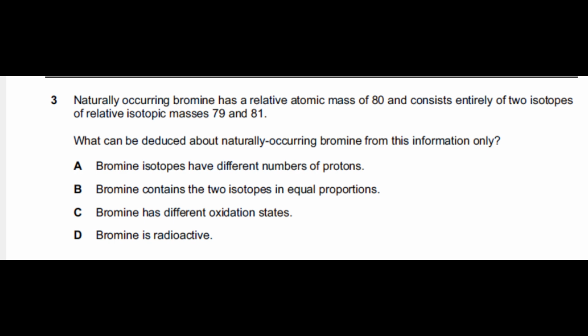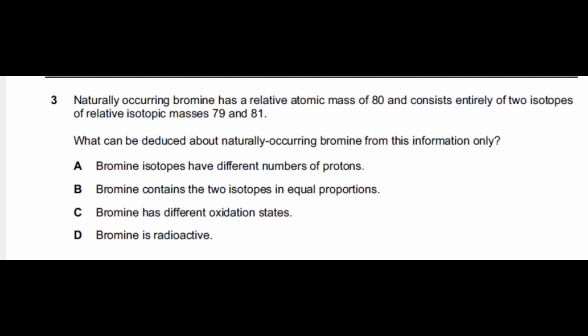Now my question is asking me that naturally occurring bromine has a relative atomic mass of 80 and it entirely consists of two isotopes of relative atomic mass of 79 and 81. If it is having two isotopes, 79 is the atomic mass of one isotope and 81 is the atomic mass of the other isotope, and its average comes out to be 80. So what can we deduce from this statement? We cannot deduce from this statement that they have a different number of protons. So alpha is not a correct option.